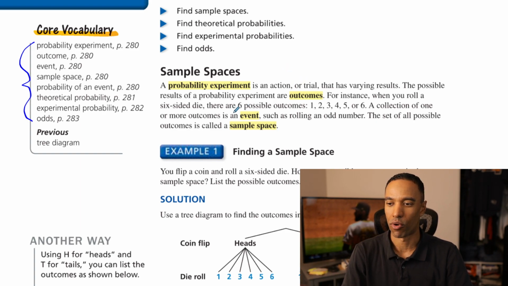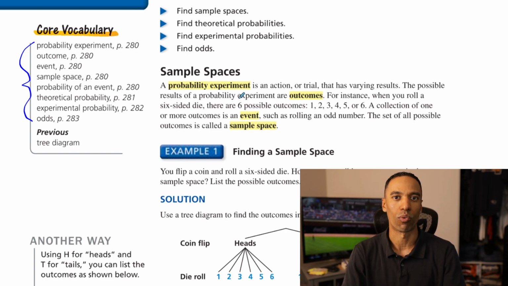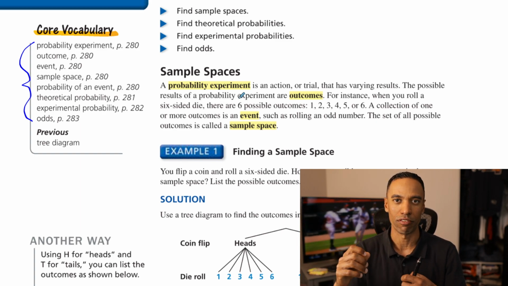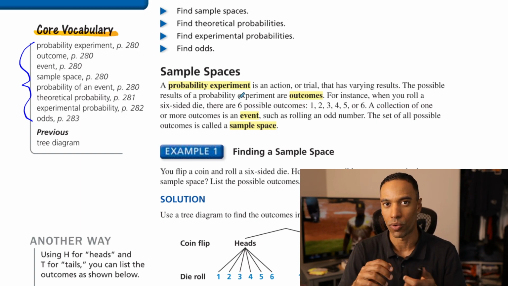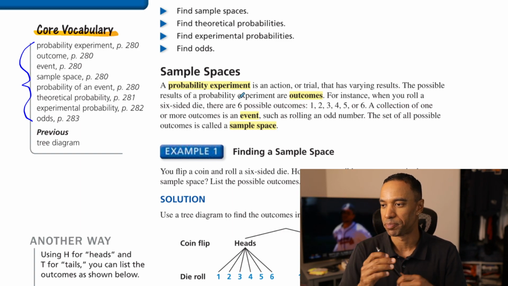A collection of one or more outcomes is an event, such as rolling an odd number. I'm going to be saying that word event quite often. Rolling a die, flipping a coin, drawing a card, picking a marble out of a jar, that is a single event, and you can have multiple events occur. If I flip a coin and then another coin and a third coin, things like that, those are different events in a trial, in an experiment.